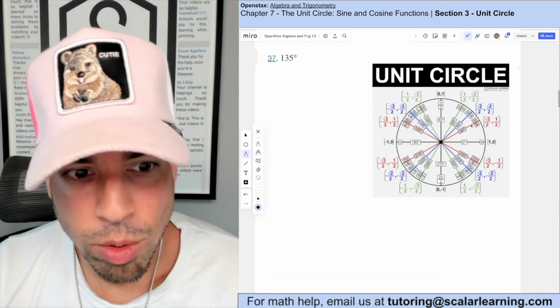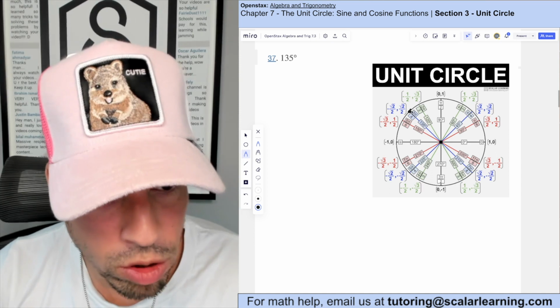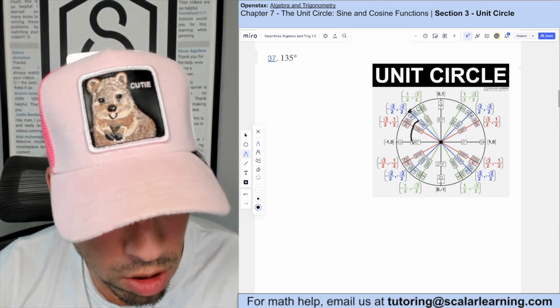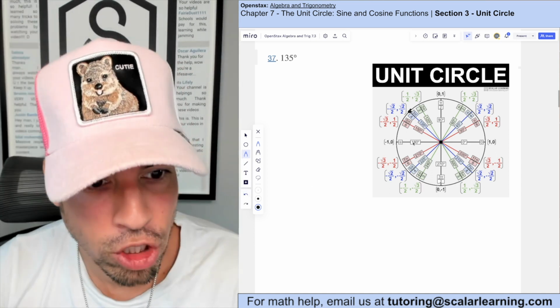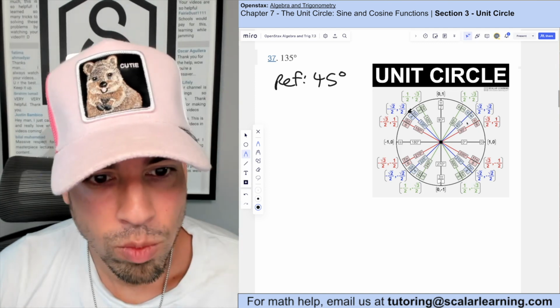Done. So for this one, we're going to use the unit circle as we do the calculation. Now we have 135, so what's the reference angle? It's going to be this shortest distance down to the x-axis, which if this is at 180, that's 135. The reference is going to be 45 degrees. And what quadrant is this?